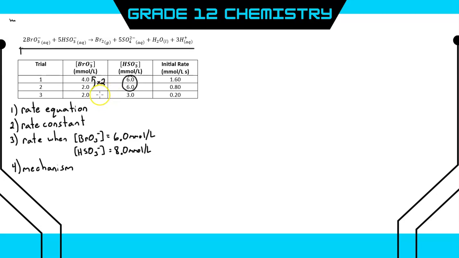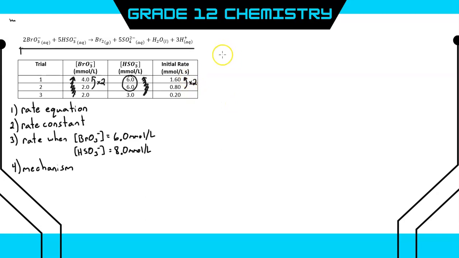That's very important, because if we were going from trials 3 to 1, it may double, but the concentration for this reactant also doubles. So because not one of them remains constant, you don't know which one actually caused the change in the rate. So that's not going to work out for us. One needs to remain constant. That's your control.